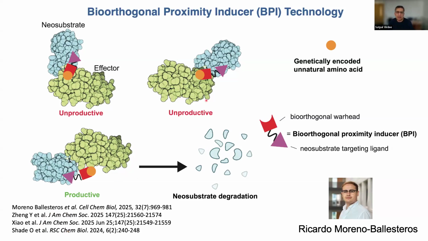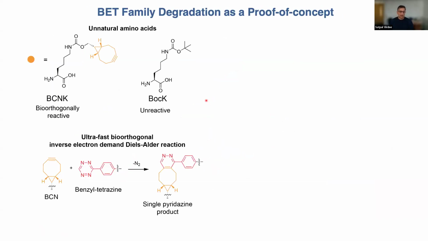So we call our approach BPI technology, and it uses what we call bioorthogonal proximity inducer probes, BPI probes. To sensitize a specific site, so that's kind of modeling specific ligand binding, we genetically encode this bioorthogonally reactive amino acid carrying a dienophilic side chain, BCNK. And as a control, we also incorporate an unreactive Boc lysine. BCNK undergoes ultra-fast Diels-Alder click type chemistry, similar to the click reactions that Toshi told us about, but this is much faster, doesn't require a catalyst, and only generates innocuous molecular nitrogen as a byproduct.